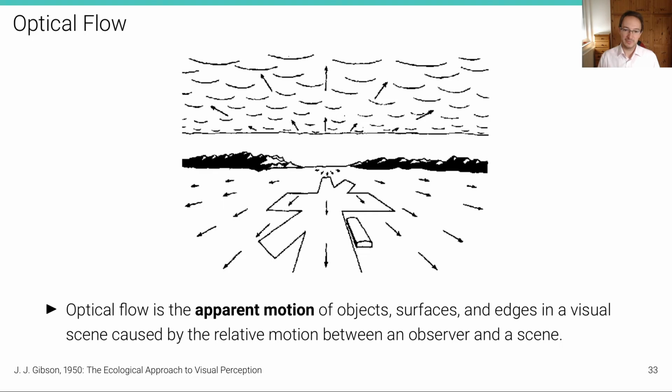And optical flow was first investigated by J.G. Gibson in the 1950s, who was a psychologist and analyzed how animals conduct low-level perception, and also used these ideas in order to help pilots navigate.